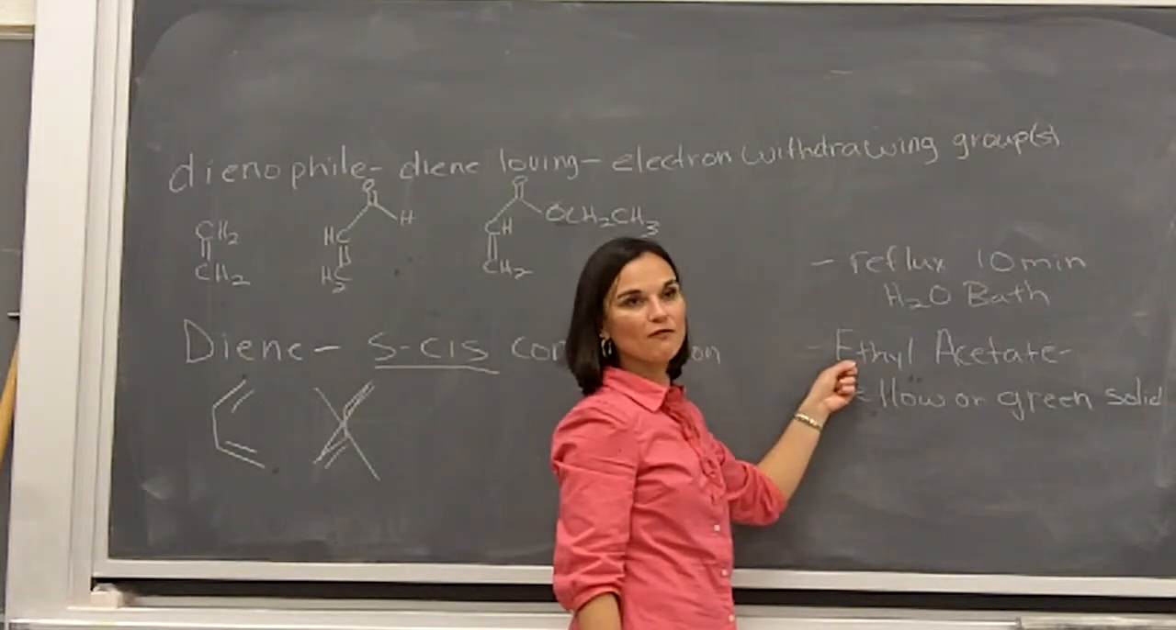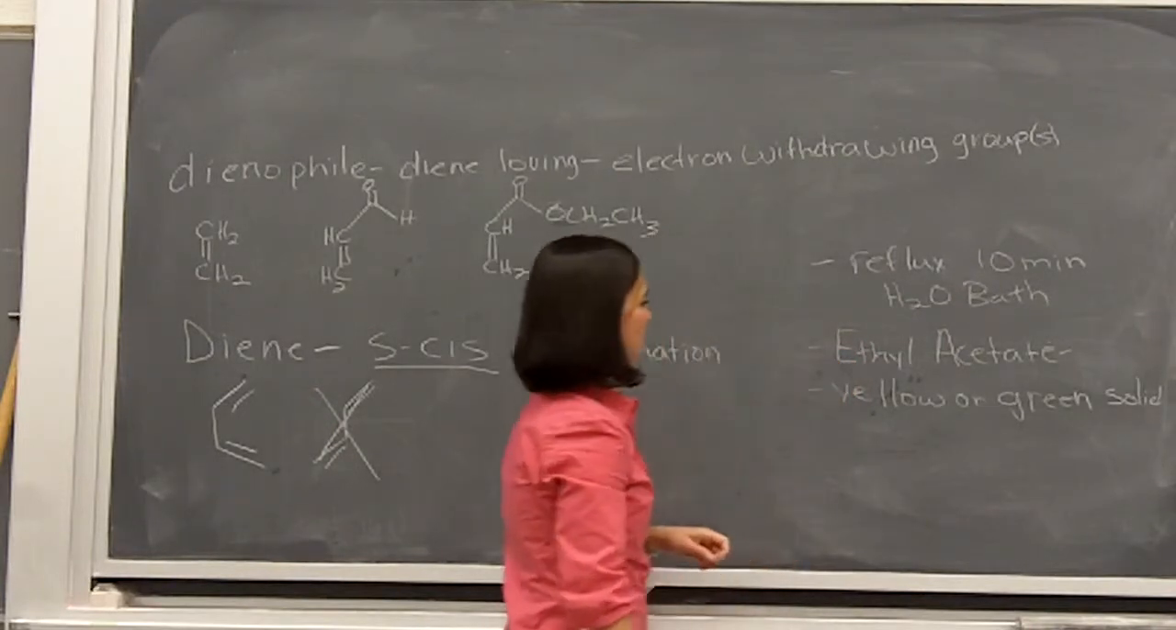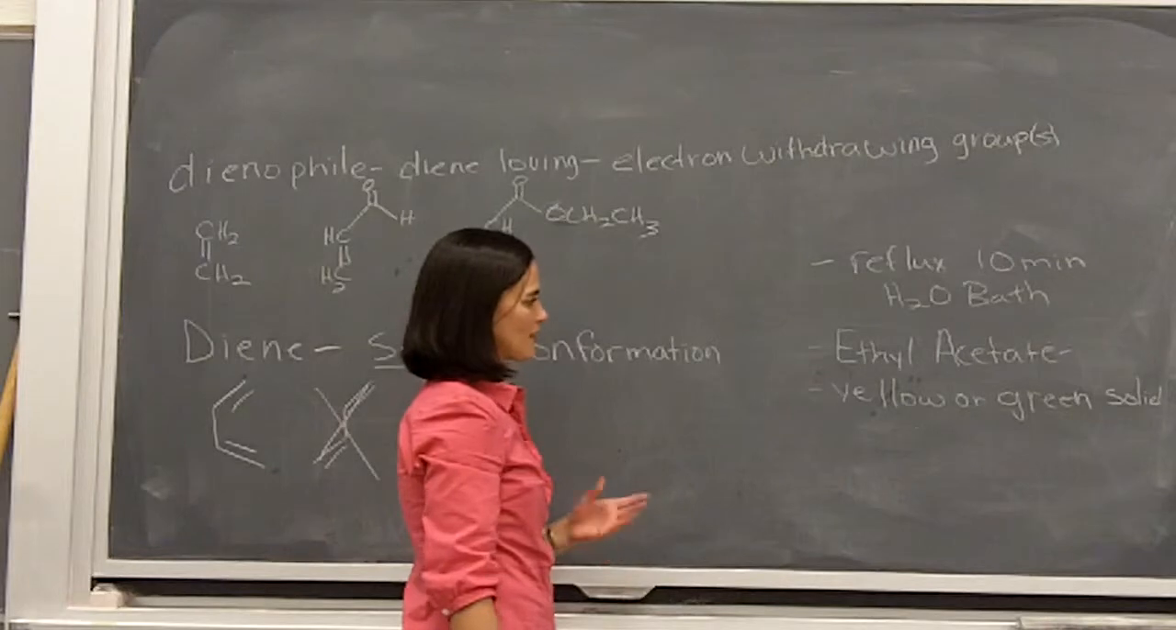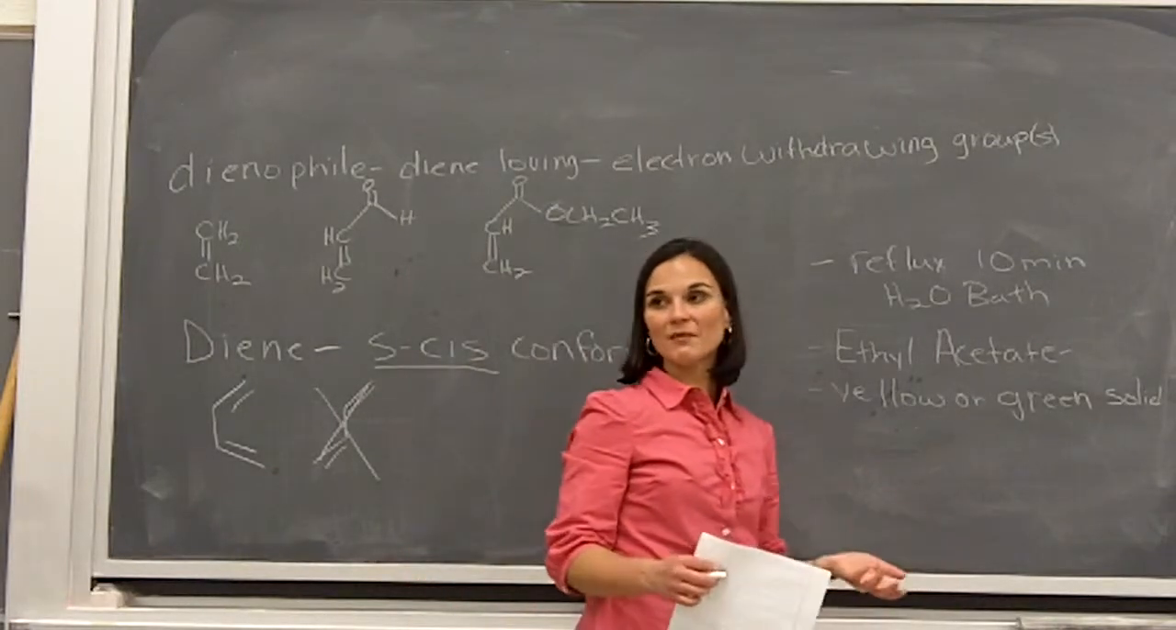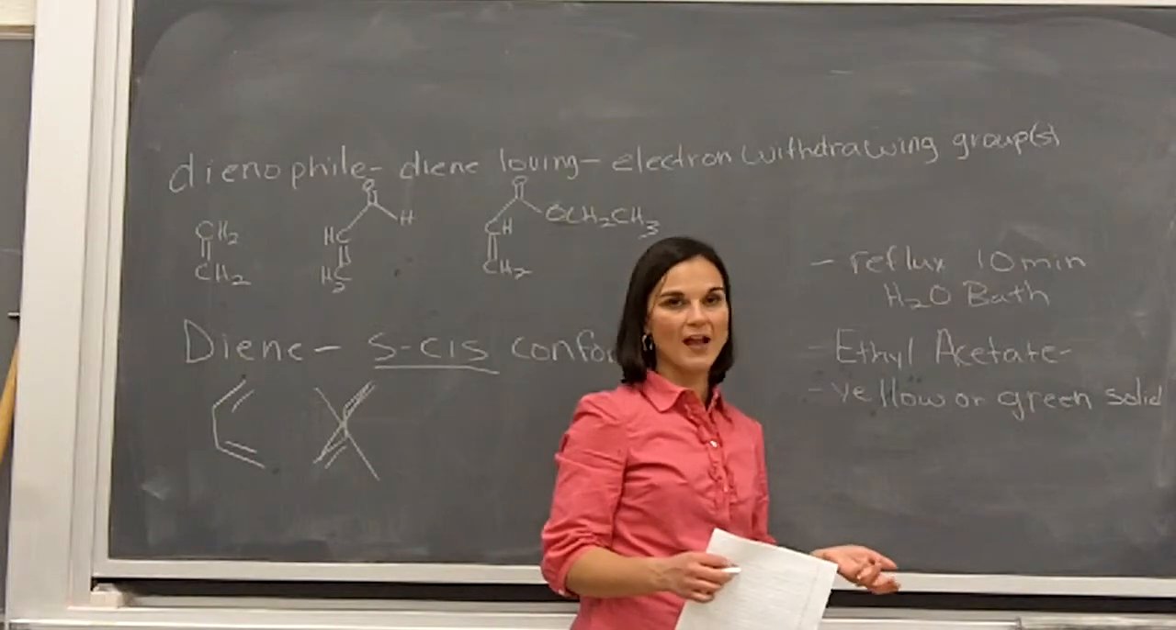So make sure, before you get the cyclopentadiene, that you remedy that problem. And then make sure that it's dissolved to get the cyclopentadiene. You are using dry ethyl acetate. You want to keep things as dry as possible for your reaction.